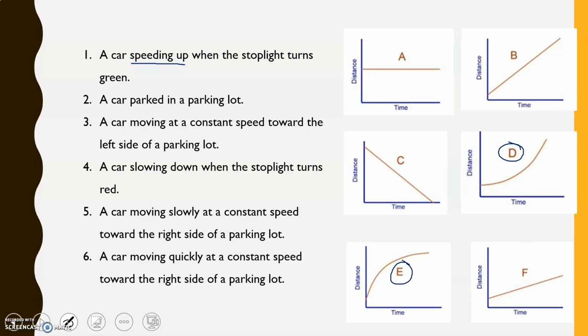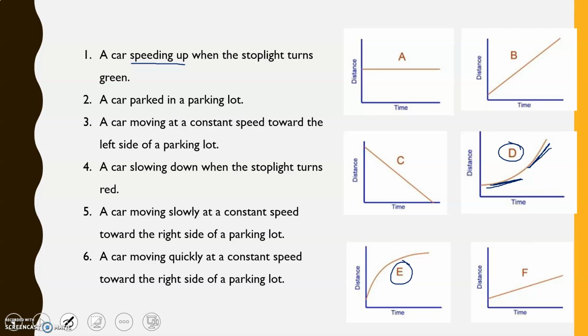These are the only two graphs that have curved lines. So we're talking about speeding up. That means we're going from slow to fast. So in previous videos, we've talked about how to break the curved line down. Essentially, the first part of this curved line is very shallow, right? Then it gets fast. So we're going from slow to fast. That appears to be speeding up, right?